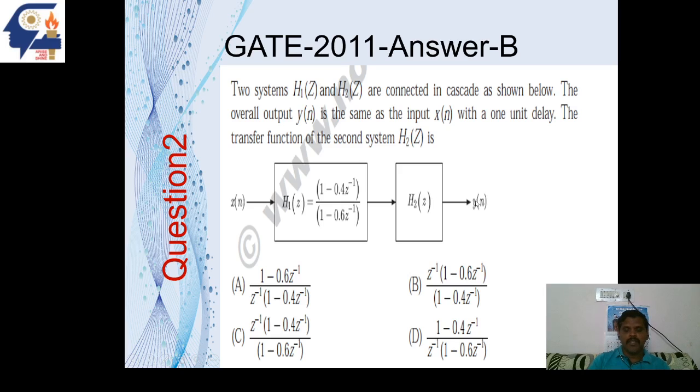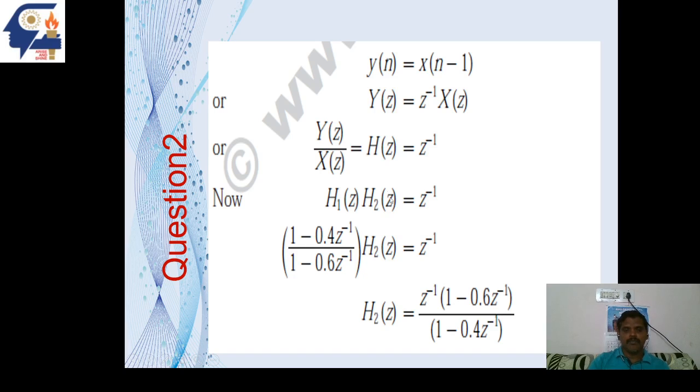If I apply the z transform for x of n and y of n, output by input is nothing but H1 of z into H2 of z. The same thing, H1 of z into H2 of z equals H of z, which equals z inverse. They have given H1 of z in the problem; replace it, and H2 of z we have to find out. Keep it on the left side, that equals z power minus 1. Now I want only H2 of z, so send these two terms to the right side and then I will get the answer. Check the multiple choice.